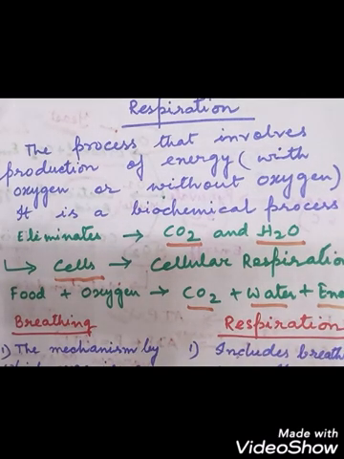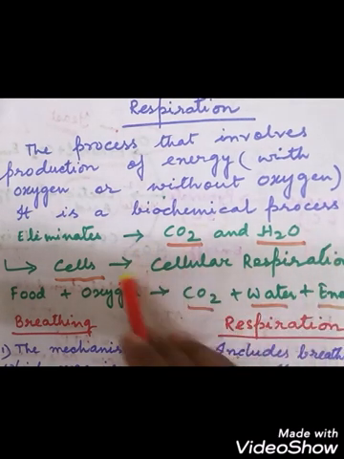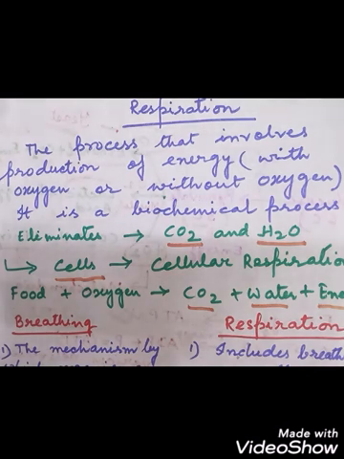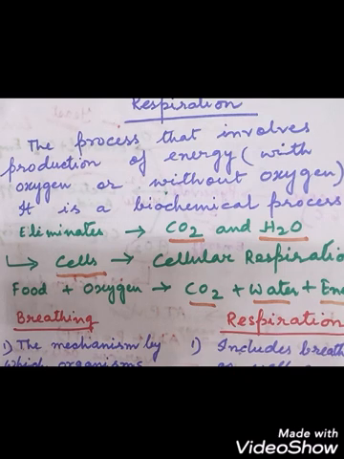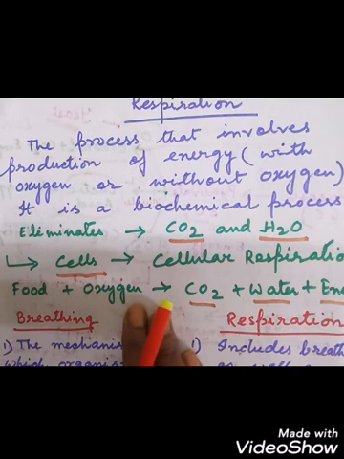Now the cells perform their respiration inside the cytoplasm, and so it is called cellular respiration. The process is cellular respiration because the steps of respiration, that is, when the food is broken down into still smaller particles to give us energy, take place inside the cells, in the cytoplasm. Normally we breathe in and breathe out, that is breathing, but respiration goes to the cellular level. So food will react with oxygen and give out carbon dioxide, water and energy.